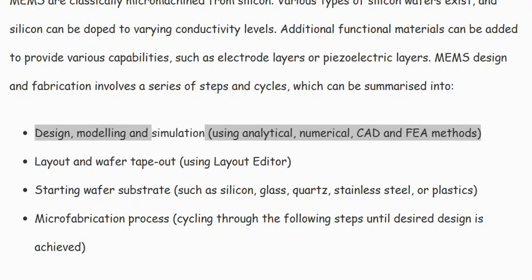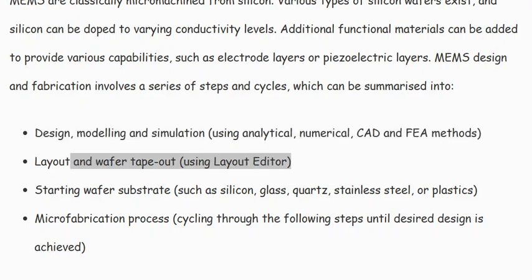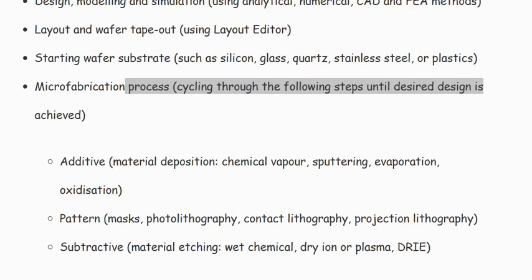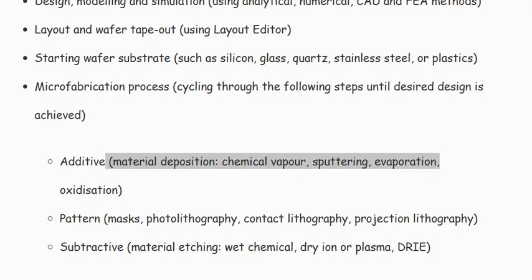Design, modeling and simulation, using analytical, numerical, CAD and FEA methods. Layout and wafer tape-out, using a layout editor. Starting wafer substrate, such as silicon, glass, quartz, stainless steel, or plastics. Microfabrication process, cycling through the following steps until the desired design is achieved. Additive: material deposition, chemical vapor, sputtering, evaporation, oxidization.